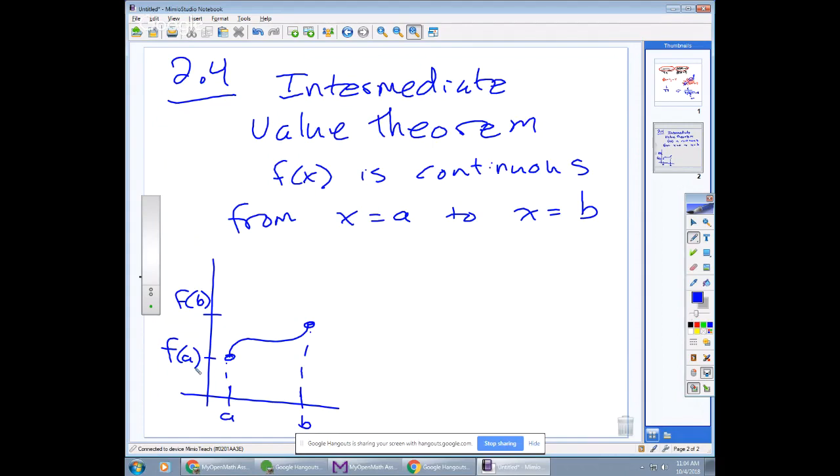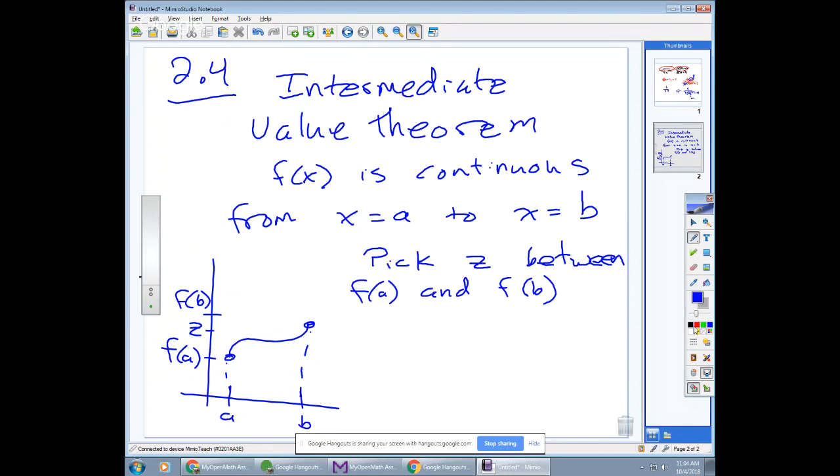So if we pick some value, let's say z, and that z is in between f of a and f of b. So it's a y value. Pick z between f of a and f of b. And I'm writing English here because I can't use an inequality because I don't know which is bigger, f of a or f of b, because this is a general situation.